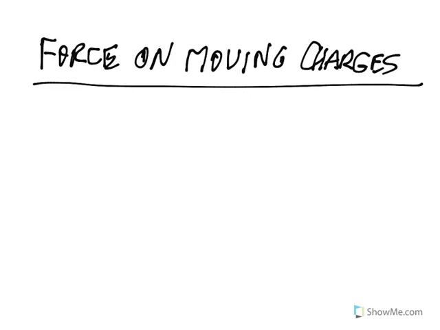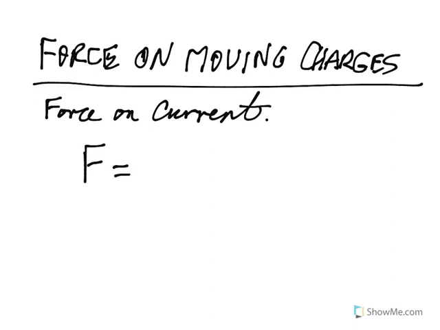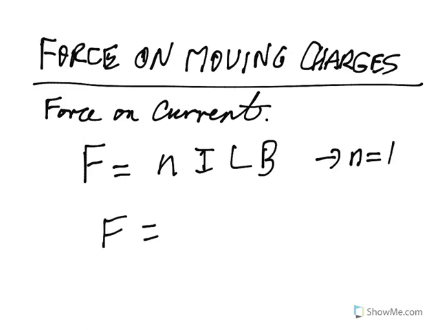Alright, so previously we worked out a force on the current. So we did that before now, and that of course was F equals NILB. So for the purpose of this, I'm going to use N equals 1, so just one wire. So if there is just one wire, then that force would be ILB. Now, current is moving charges.